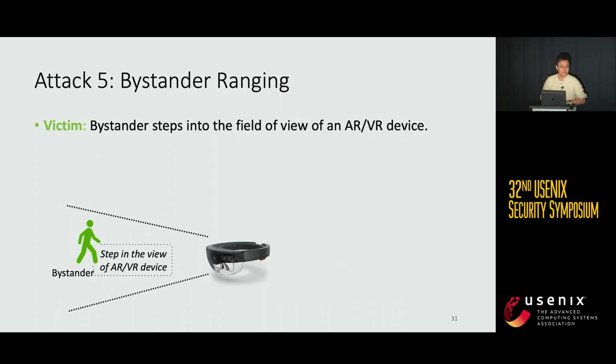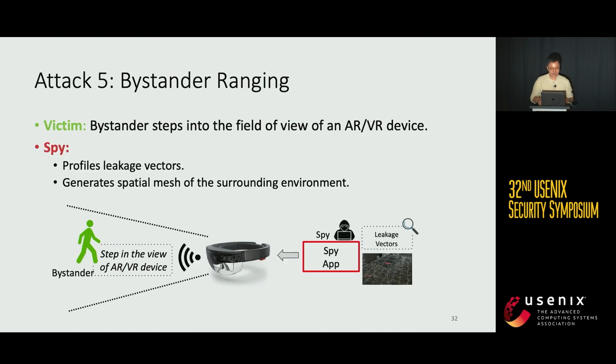Okay, last attack. This time the victim is a bystander who steps into the view of the AR/VR device. At the same time, the spy not only profiles the performance counter, but also forces the device to generate a spatial mesh of the surrounding environment. When the bystander steps into view, the AR/VR device also generates spatial meshes around the bystander. This gives us a chance to infer private information about the bystander. So in the end, we turn an AR/VR device into a surveillance device.